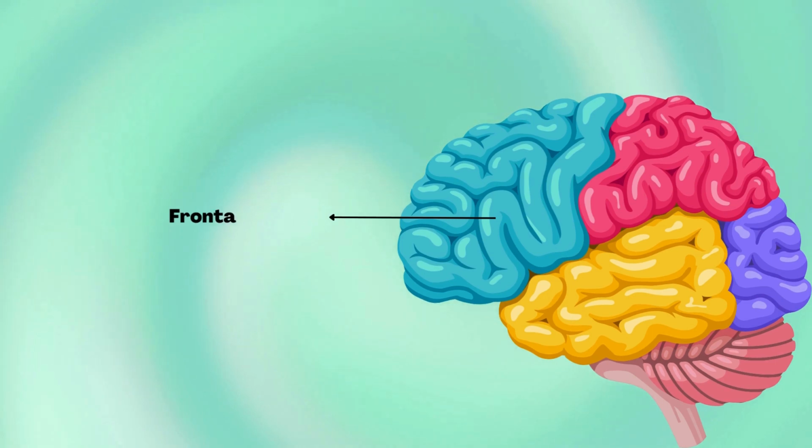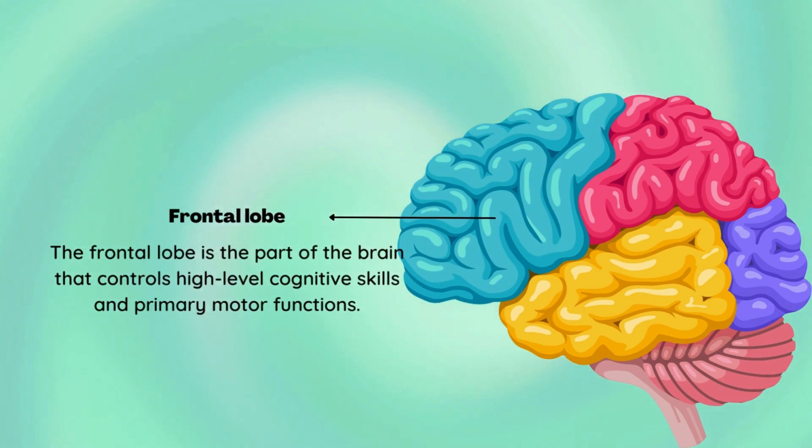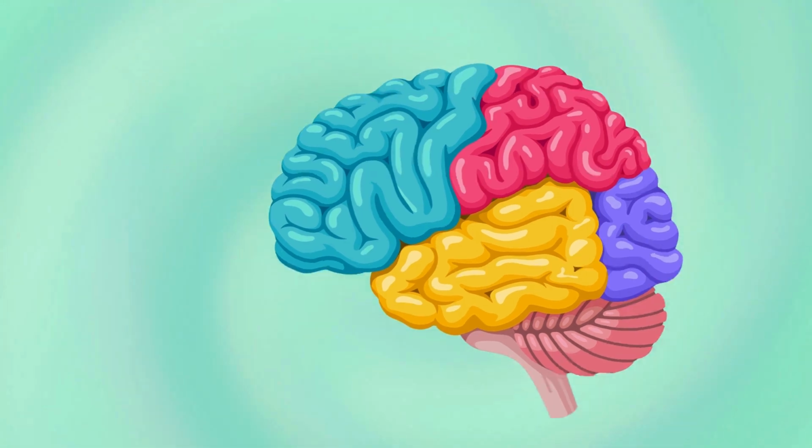Now it's the turn of the large and major portion of the brain. It is the frontal lobe. The frontal lobe is the part of the brain that controls high-level cognitive skills and primary motor functions. In this way, my video is complete.